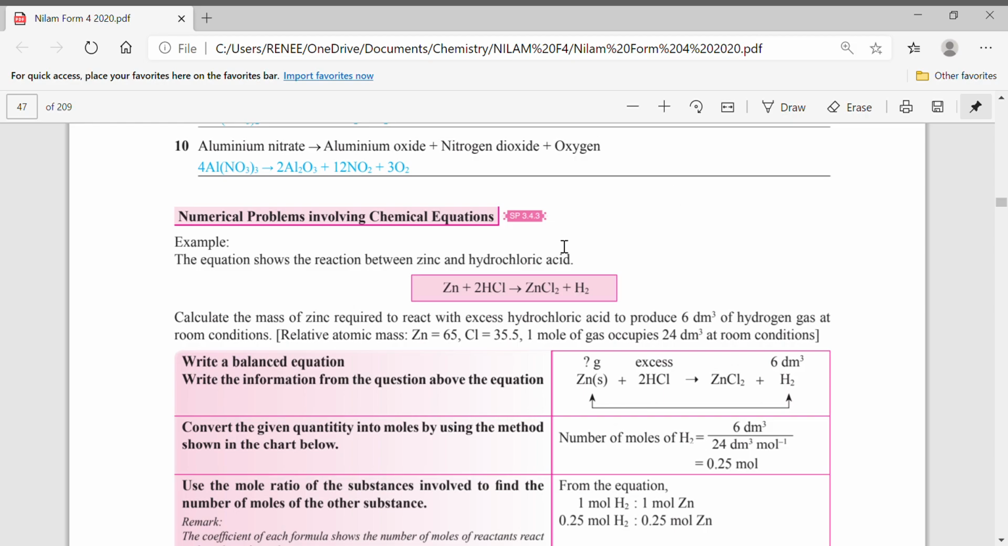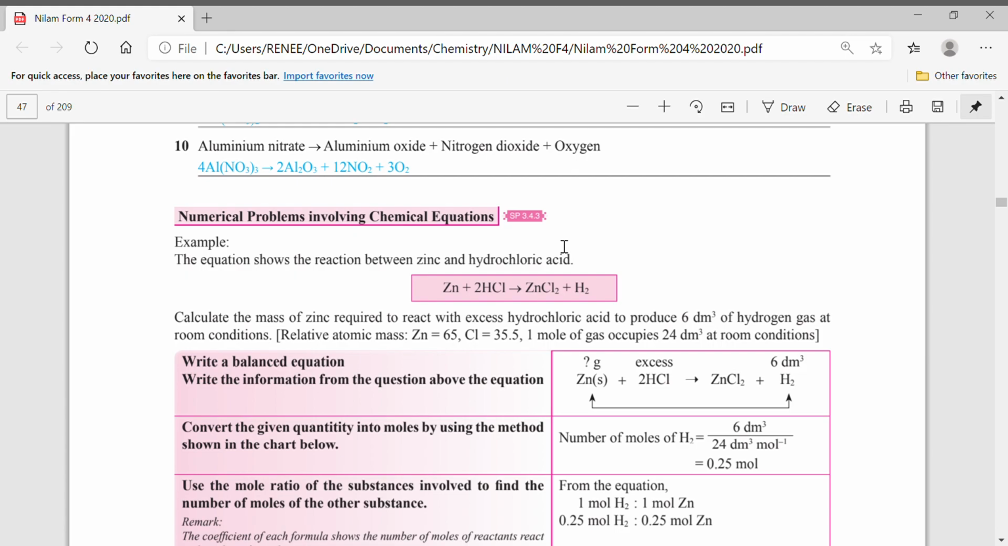For the numerical problems involving chemical equations, the function of the equation is that we will know the number of moles of each substance in the reaction. We can use the equation to calculate the mass, the number of moles, volume, and also number of particles in the equation. First, the example.